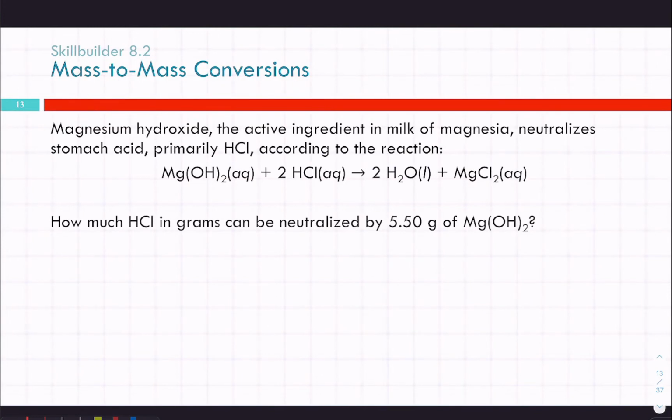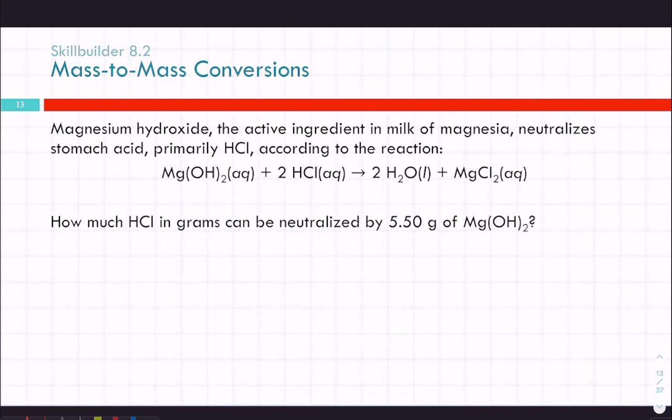Magnesium hydroxide, the active ingredient in milk of magnesia, neutralizes stomach acid, primarily hydrochloric acid, according to this reaction. So how much HCl in grams can be neutralized by 5.50 grams of magnesium hydroxide?